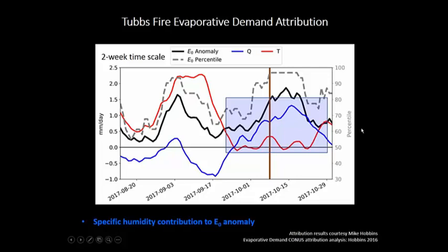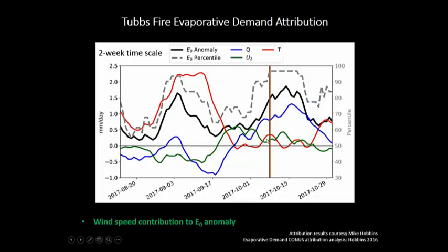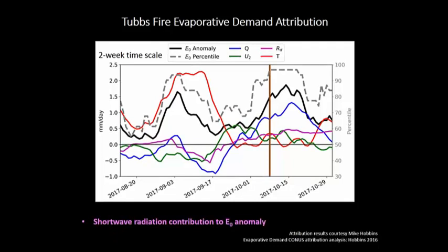We also can look at the wind speed contribution, which is the green line. There isn't a huge contribution from wind speed, although there are some positive contributions. And we know this was a wind-driven event, so that could simply mean that in this region, the evaporative demand is not as sensitive to wind during this time of the year. And then finally, shortwave radiation also had some positive contributions. But the main take-home message here is that we saw this shift from temperature dominant to humidity dominant, a week or so, or even longer, before the fire started.